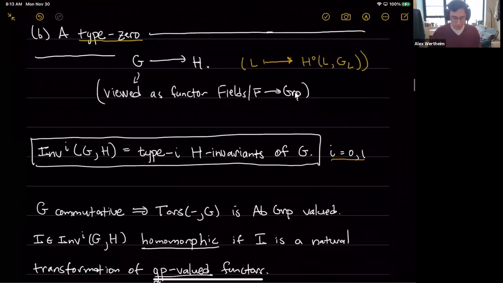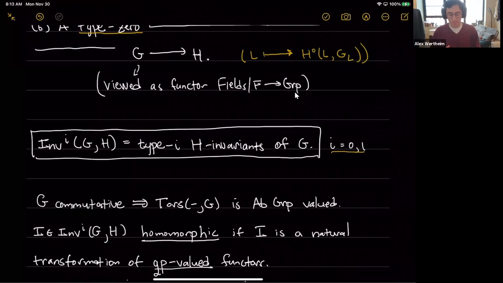So just some more notation. The set of type i H-invariants of G form a group for i equal to 0 and 1, which I'll just denote by Inv^i(G, H).